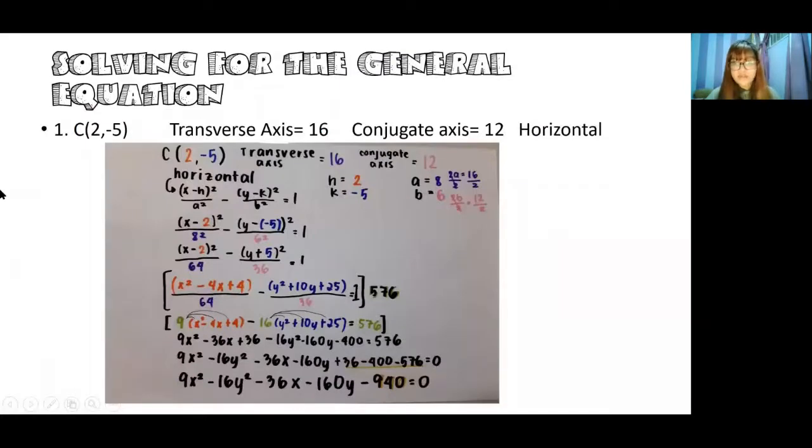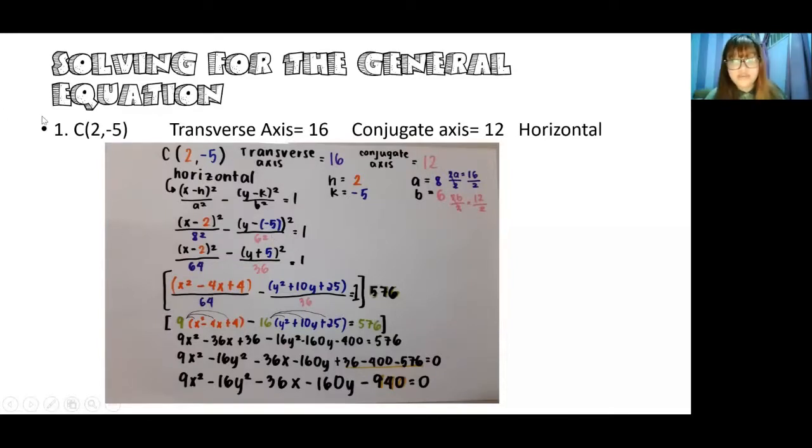Now let's start to solve for the general equation of the hyperbola. We have the given here, center 2 and negative 5. The transverse axis is 16, conjugate axis is 12, and the hyperbola opens horizontally. So this is the whole equation. I will explain it one by one. As you can see, I use colored markers as a guide. You won't be confused about the numbers on how we substitute them.